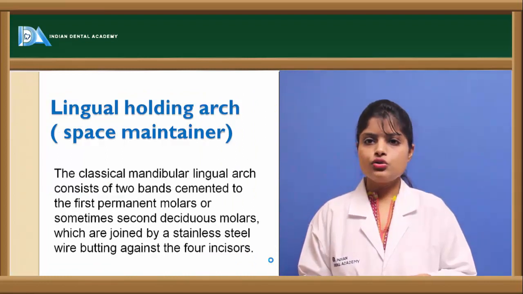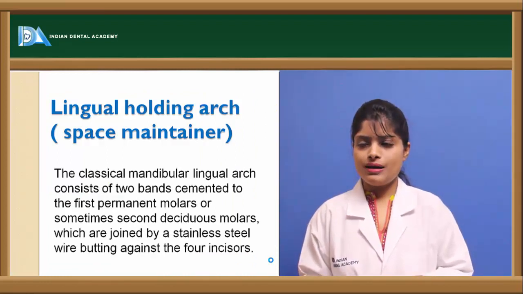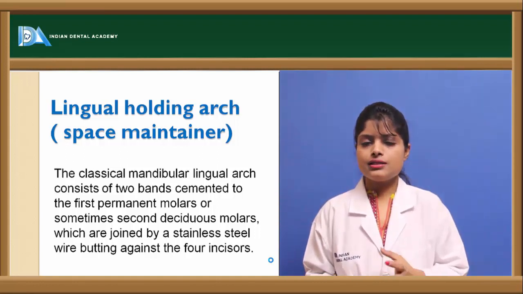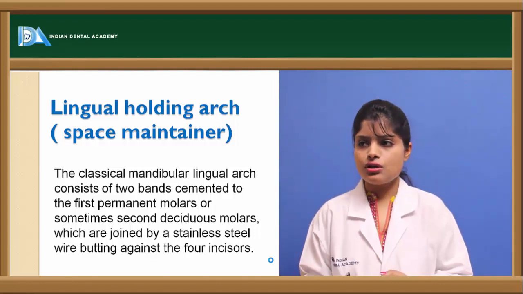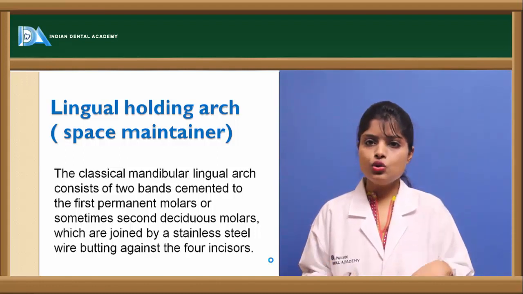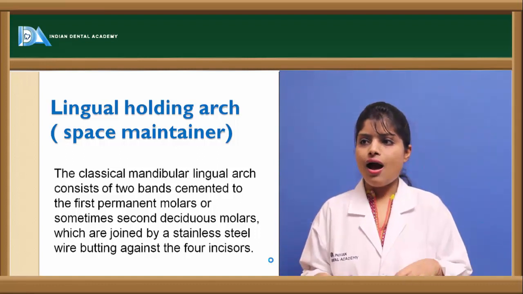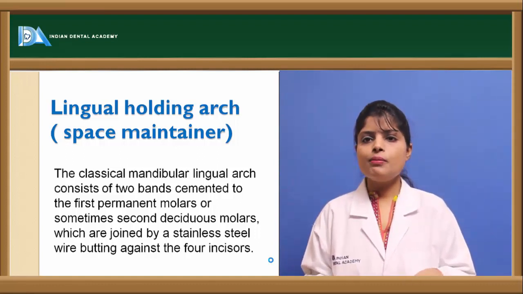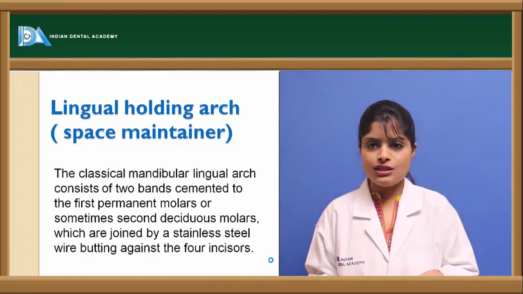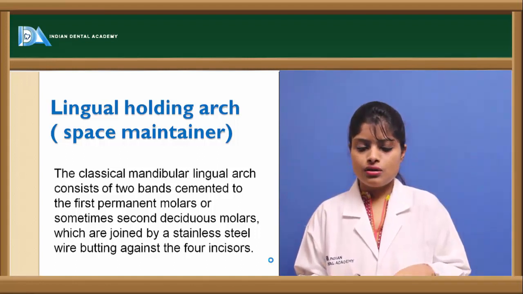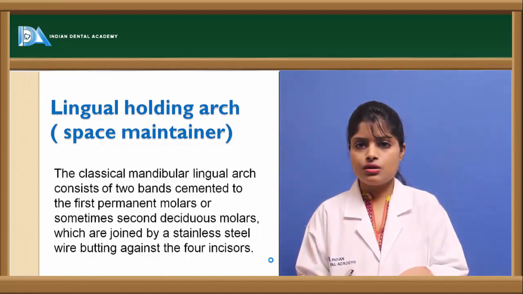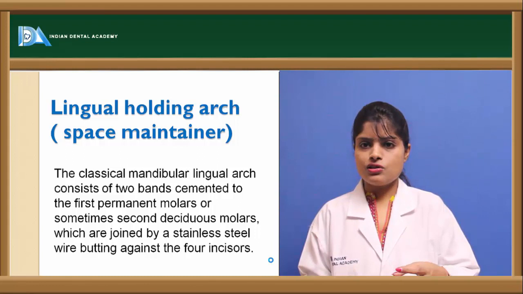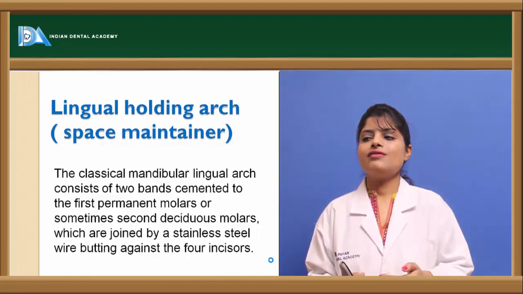Now coming over to the lingual arch type of appliance. It is also known as the lingual holding arch. It is a classical type of appliance which is used in the mandibular arch. Here it consists of two bands. The two bands are cemented to the first permanent molars of the mandibular arch. The two bands can also be cemented to the second deciduous molars, whichever are present, or whichever the last teeth present in the oral cavity.